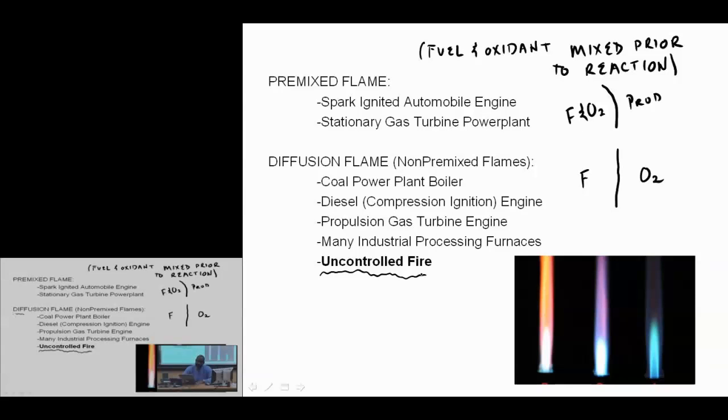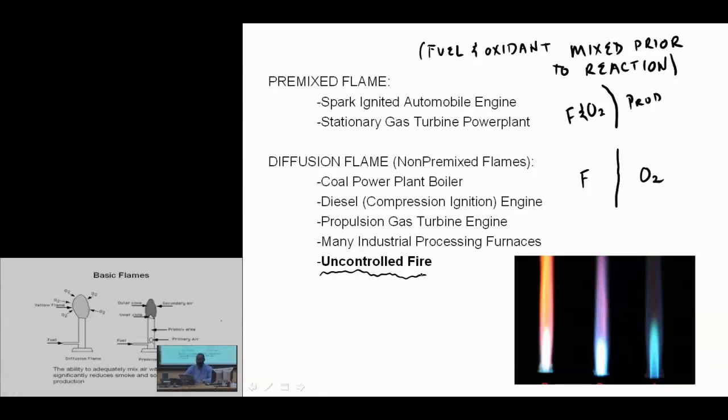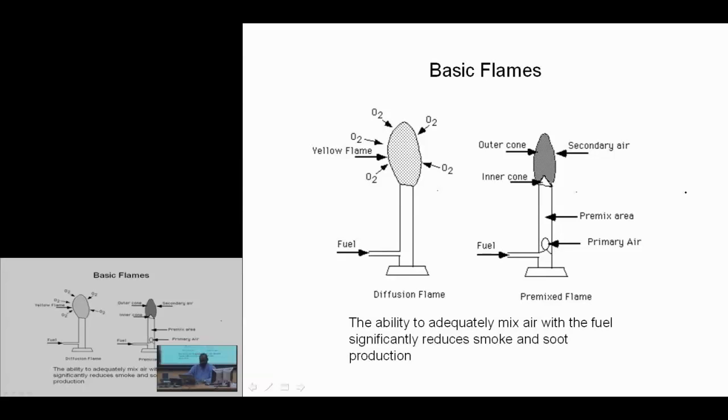These non-premixed flames are also sometimes called diffusion flames. The idea being that it is a diffusive process, it's diffusive transfer processes that bring the oxidant and the fuel together. So this is diffusion controlled. Okay, so it's in fact the consequence of the mixing that changes the types of products that we get from premixed flames and non-premixed flames.